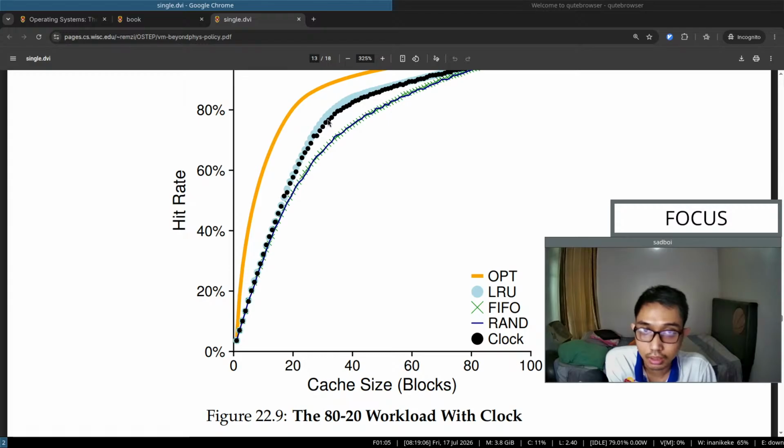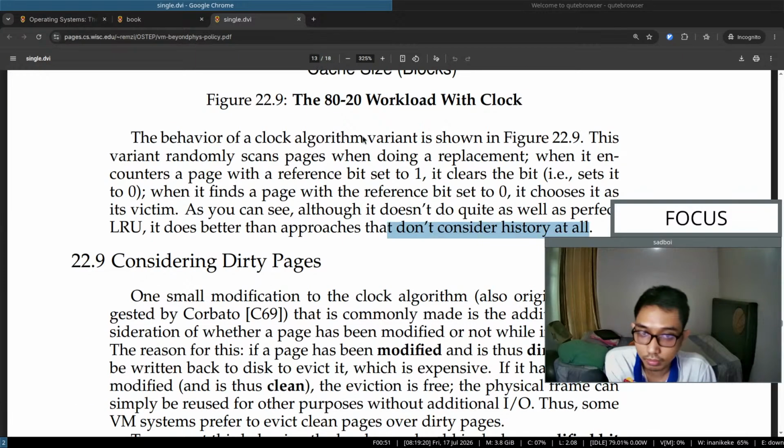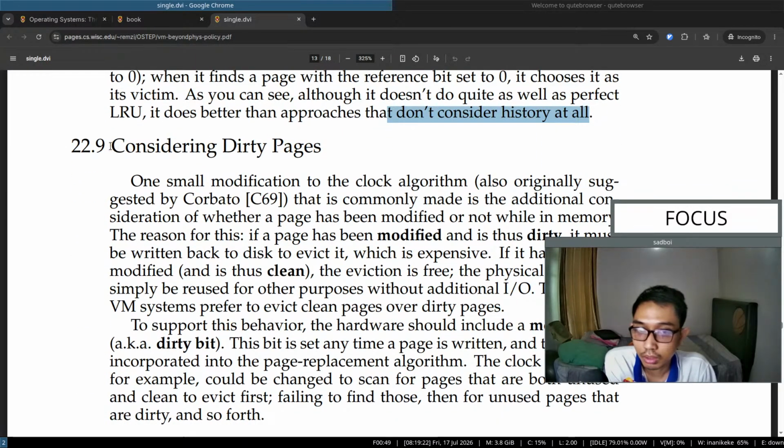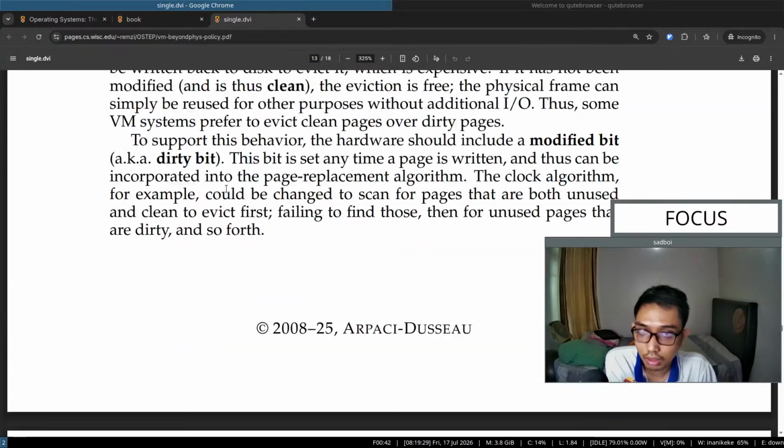There's some difference here between the least recently used and the approximation of least recently used. Considering 30 pages.